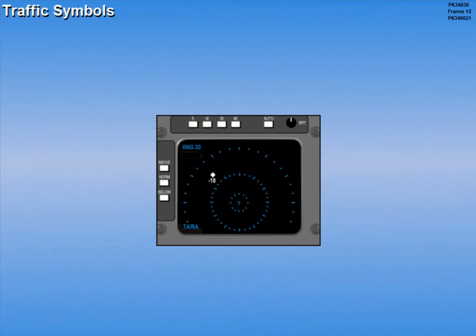TCAS traffic is displayed at the appropriate bearing in relation to the fixed aircraft symbol. Traffic outside the display range will be shown as half the appropriate symbol.